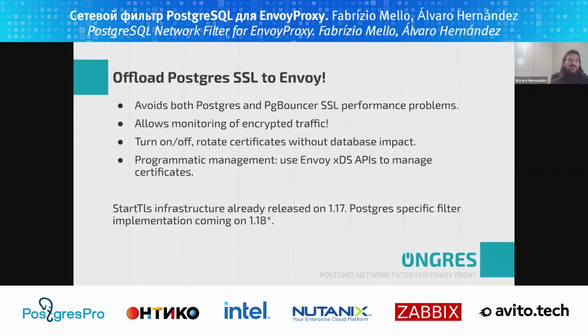That's quite interesting. But even more important is that we can leverage the management capabilities that Envoy has. Envoy allows for dynamic configuration via APIs, and so we can turn SSL on or off and rotate the certificates without any database impact, without downtime, and we can even do that programmatically via the API. So this is coming in Envoy 1.18.